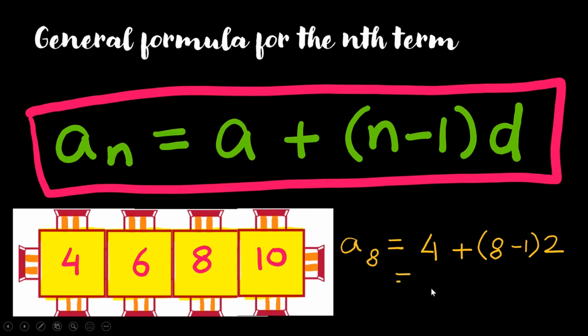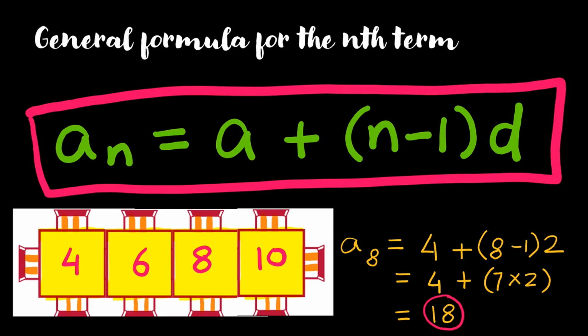So that can be 4 plus (8 minus 1) times 2, which can also be denoted as 4 plus 8 minus 1 is 7, right? So 7 times 2, which becomes 4 plus 14, which is 18. So yes, we can find out the number of persons that can be accommodated in 8 successive tables. If 8 tables can be arranged, then the number of persons that can be accommodated is 18. It is not double. Huh? So you can see there is a difference.